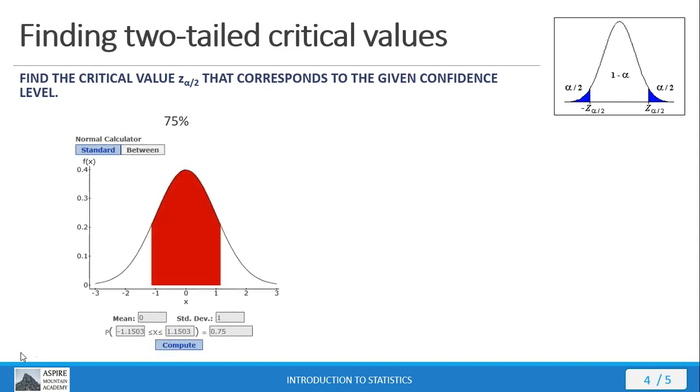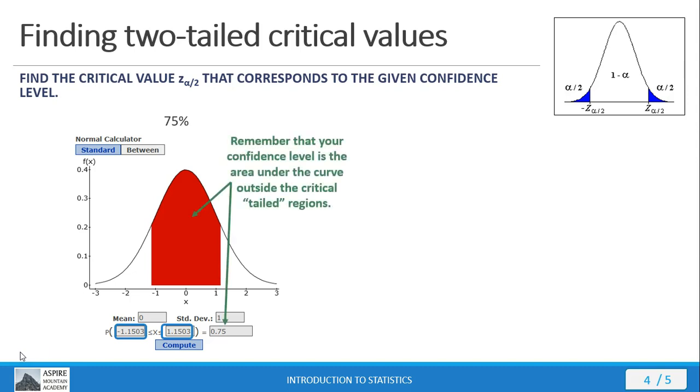Well, again, in the normal calculator, this time we're going to select the between option up at top, and that way we can have two values that come out. We put the area in between those critical values here in our probability or area field, and that's 75%. And then we hit compute, and out comes our critical value z-scores. So both of these values are the critical values. Because we're looking at a two-tailed critical value, we have two critical values.